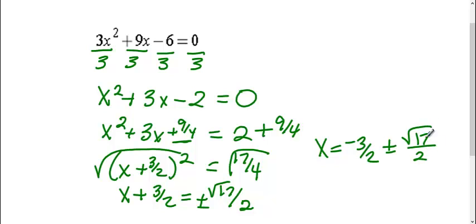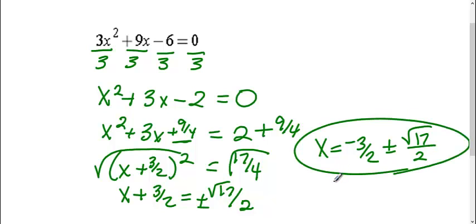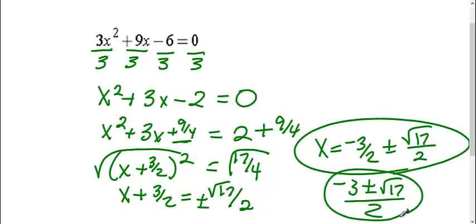Now, we can't simplify it at all. There's our answer. You could also write it as one fraction as negative 3 plus or minus the square root of 17 all over 2, which is the same thing.